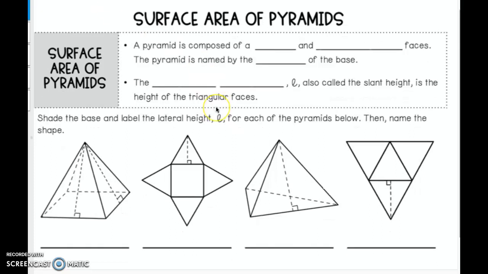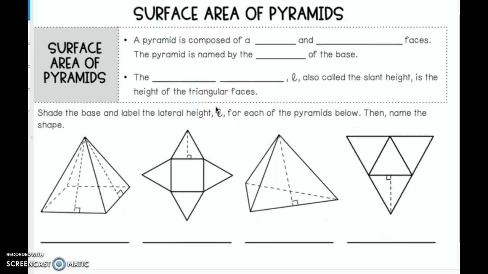All right, so I'm going to scroll up just a little bit. There we go. So we've talked about prisms, and we're on a little bit different shapes now. We're going to do pyramids. And pyramids are composed of a base and triangular faces. Okay, the pyramid is named by the shape of its base, just like when we were doing the prisms. And we have some little bit new terminology.